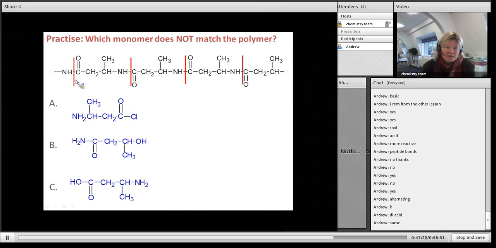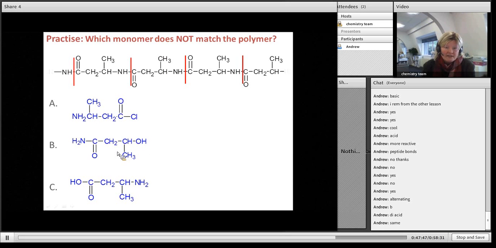There's the carbonyl, there's the carbonyl. So I've got CH2, CH3, and then NH. So that looks as though it could match there. And here it's got C, CH2, CH3, NH. That also matches.